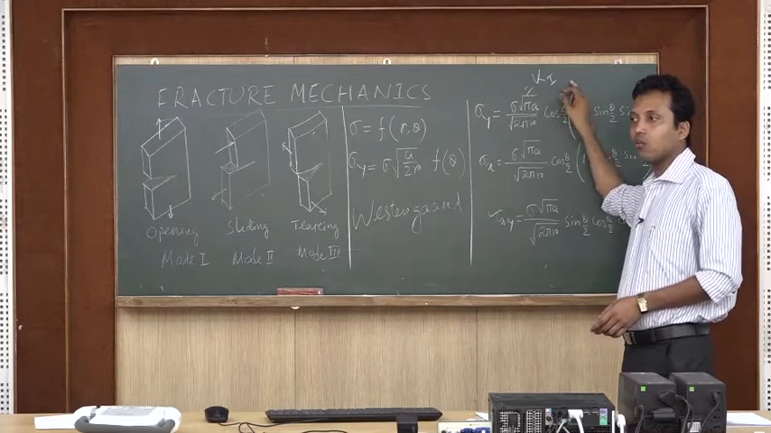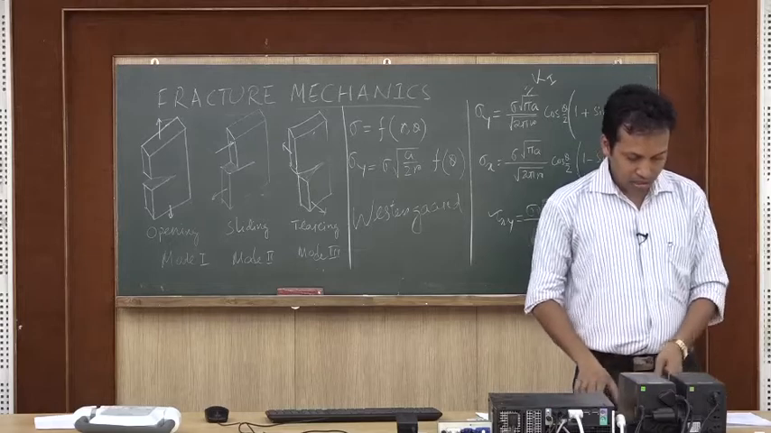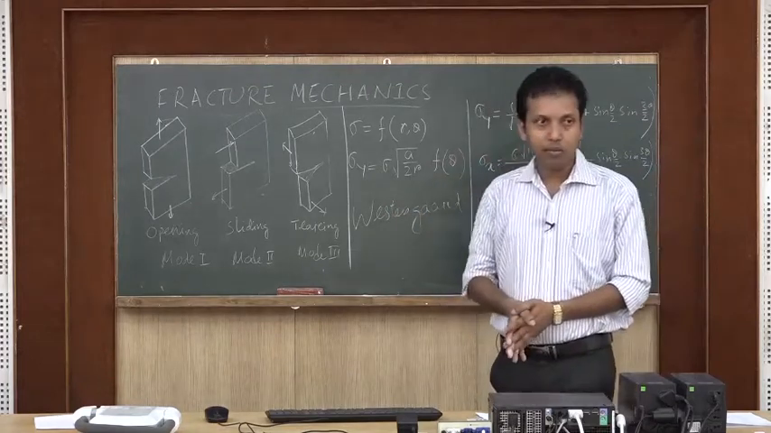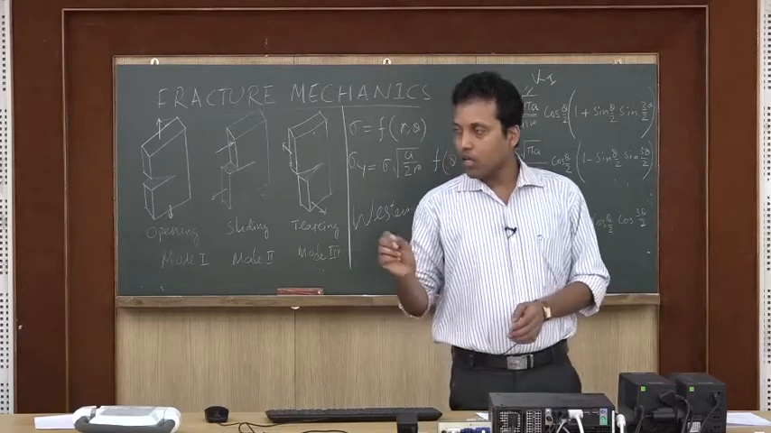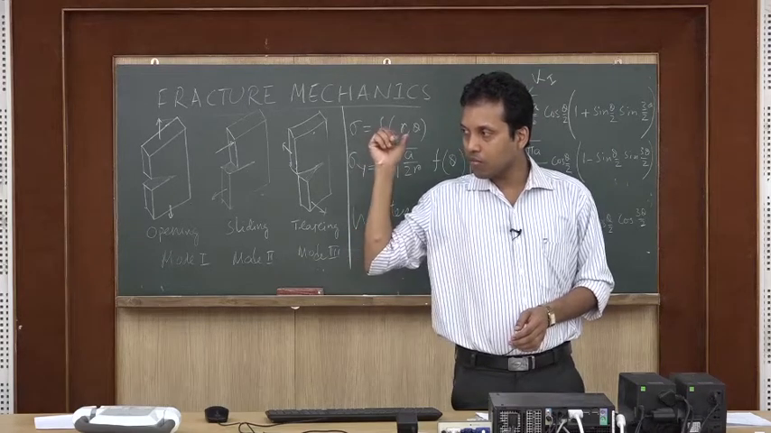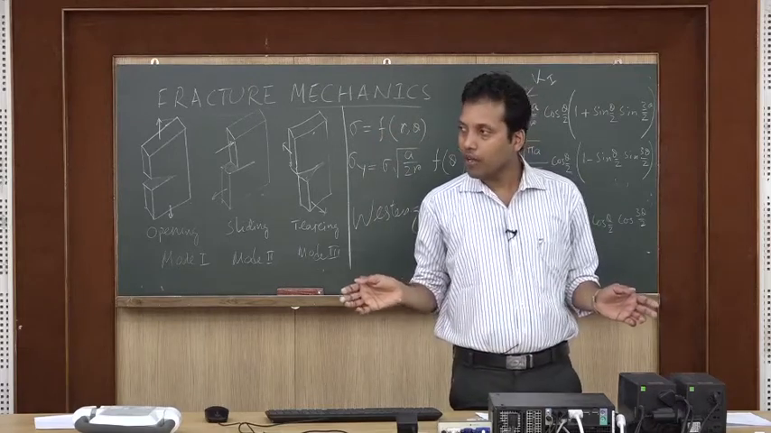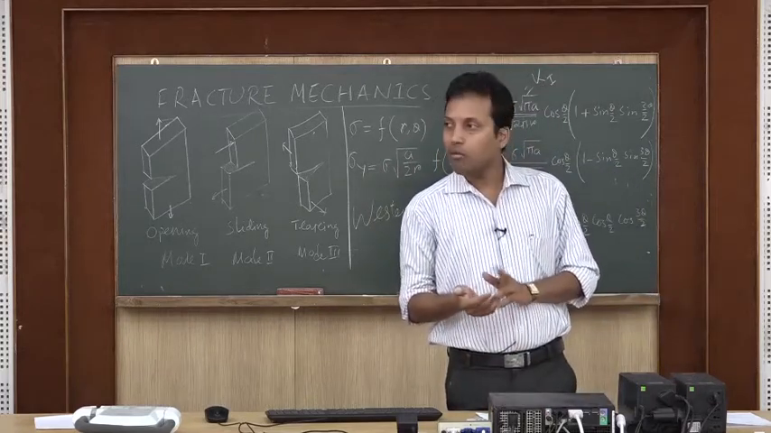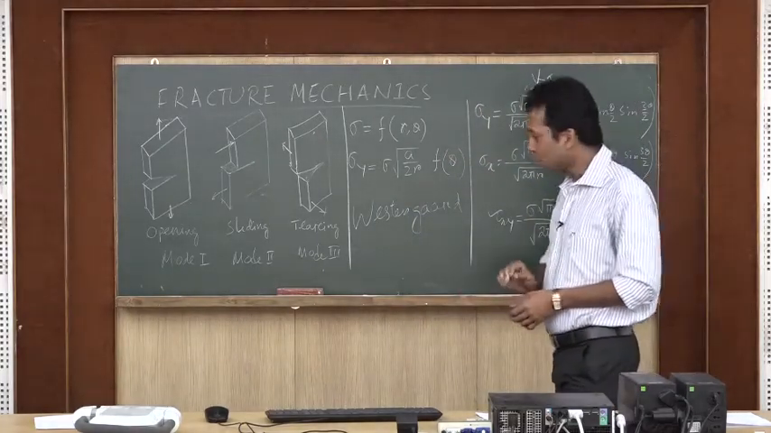But as per mode 1 loading, sigma root pi a is known as K1, or the stress intensity factor. Earlier we have seen something known as the stress concentration factor, sigma max by sigma, which I wrote just a few minutes back. That is known as the stress concentration factor, and this one, sigma root pi a, is known as the stress intensity factor. Sigma root pi a equals K1 as per mode 1 loading.